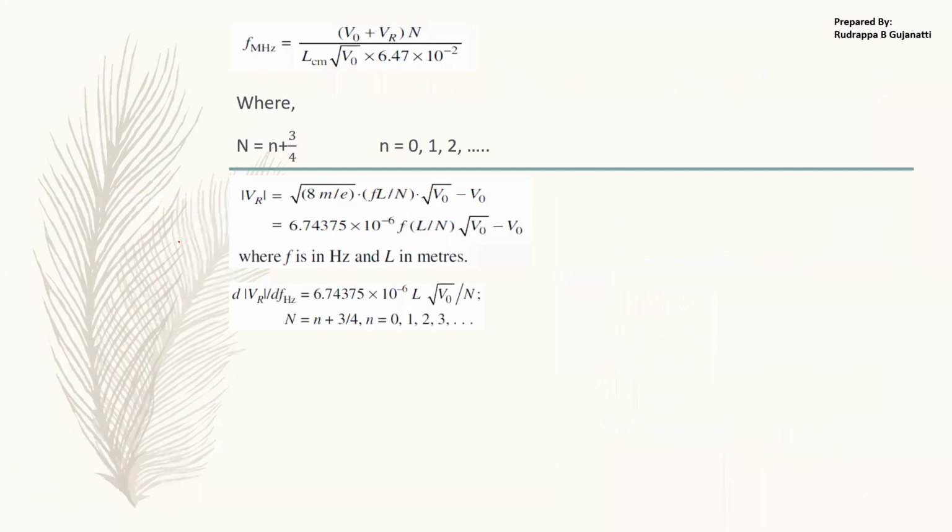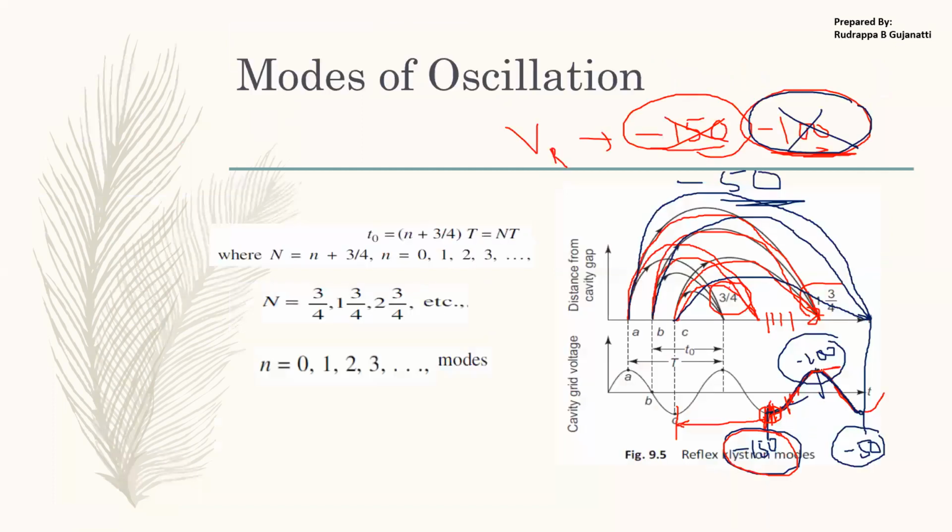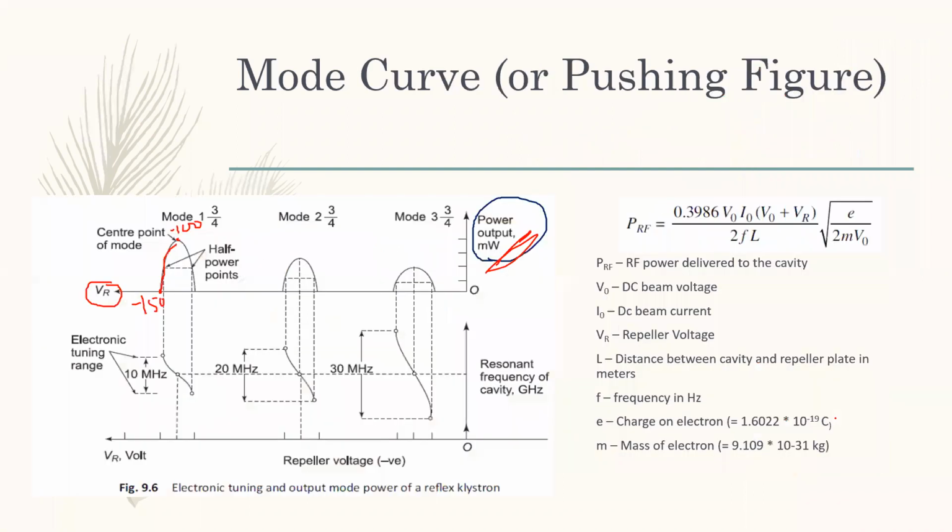And if I continue and keep on increasing the voltage, the bunching keeps on happening. Say at this point, the bunching is possible. This point, the bunching is possible. This point, this point. So it keeps on increasing. So if bunching is happening somewhere here, this output power will be less than that when it occurred at minus 100 volt. So similarly, up to minus 50 volt, we'll be able to get.